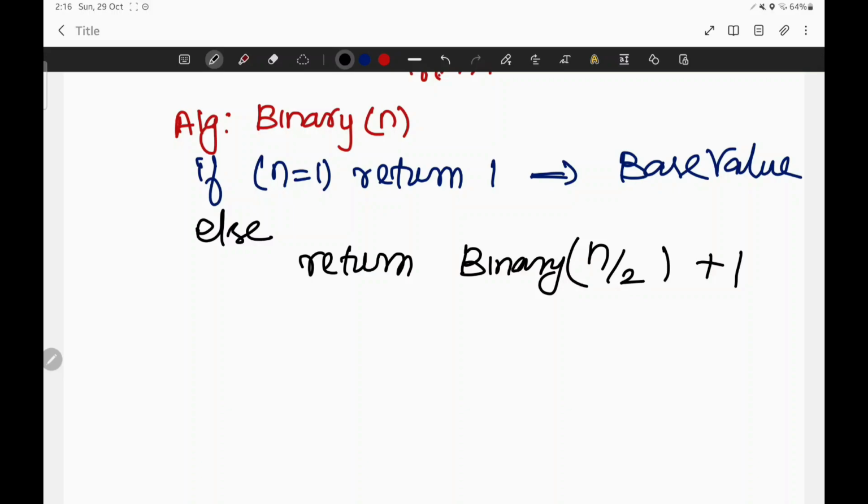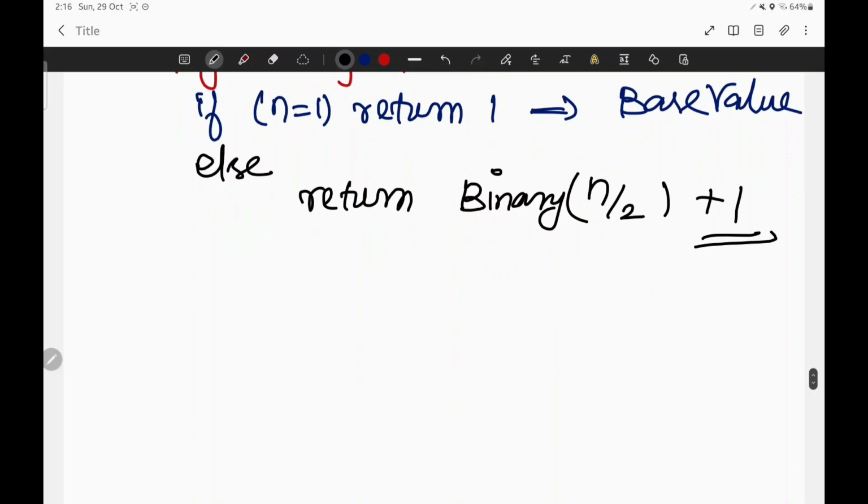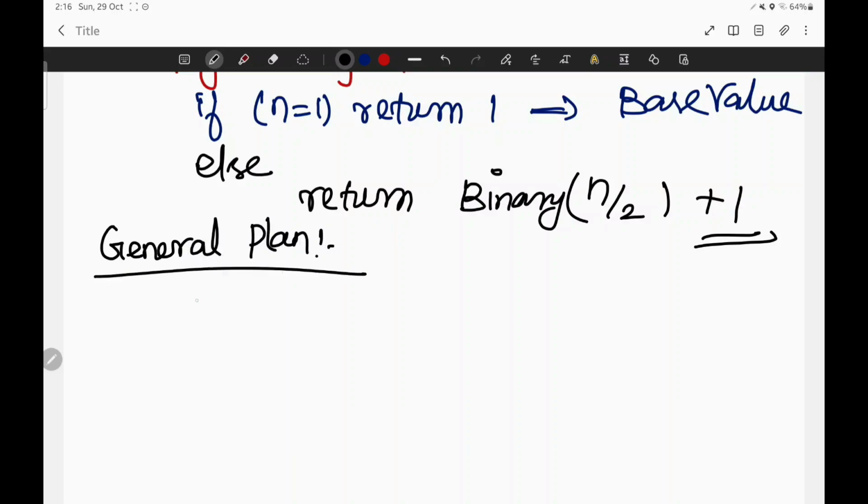So initially we will have 0. 0 means there is no more number. So definitely if your else part is reached, we are doing one count. Therefore we are giving plus 1 in the return part, the else part. So in the else part, if it is returning n by 2, we are counting the 1 value. So what is the general plan?